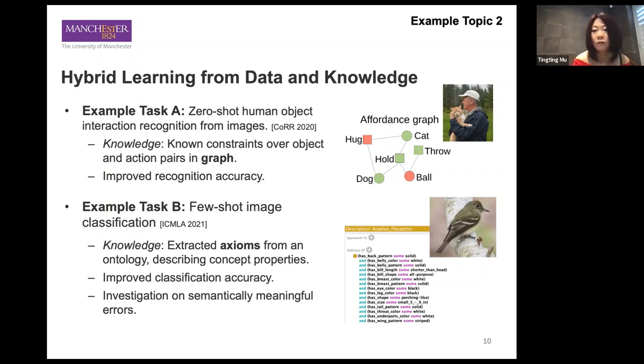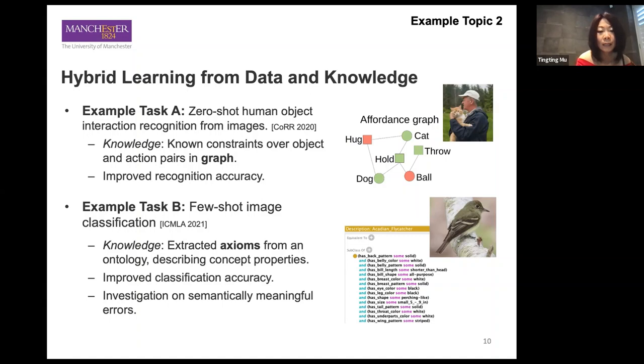We call it an affordance group graph. For example, if you focus on the action "hold," you can hold a dog, a cat, and a ball. But if you focus on the action, for example, "hug," you can only hug a dog and a cat, but not really a ball. This is the information we inject into the model, and it can greatly improve the zero-shot learning performance.